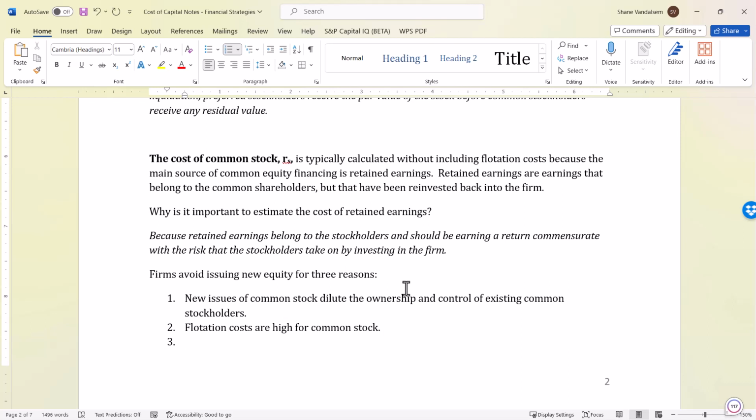And then finally, it sends a signal that the current price of the stock in the market is too high.